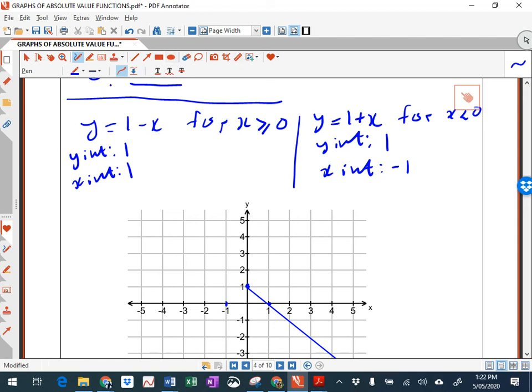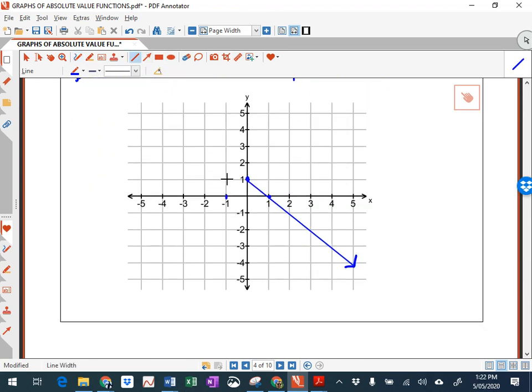Okay, so for x values less than 0, that means you're going to be sketching it here. Okay, so there we go. So there's your second. Whoops, put a little arrow on the end. Okay, now what about the domain and range for this?